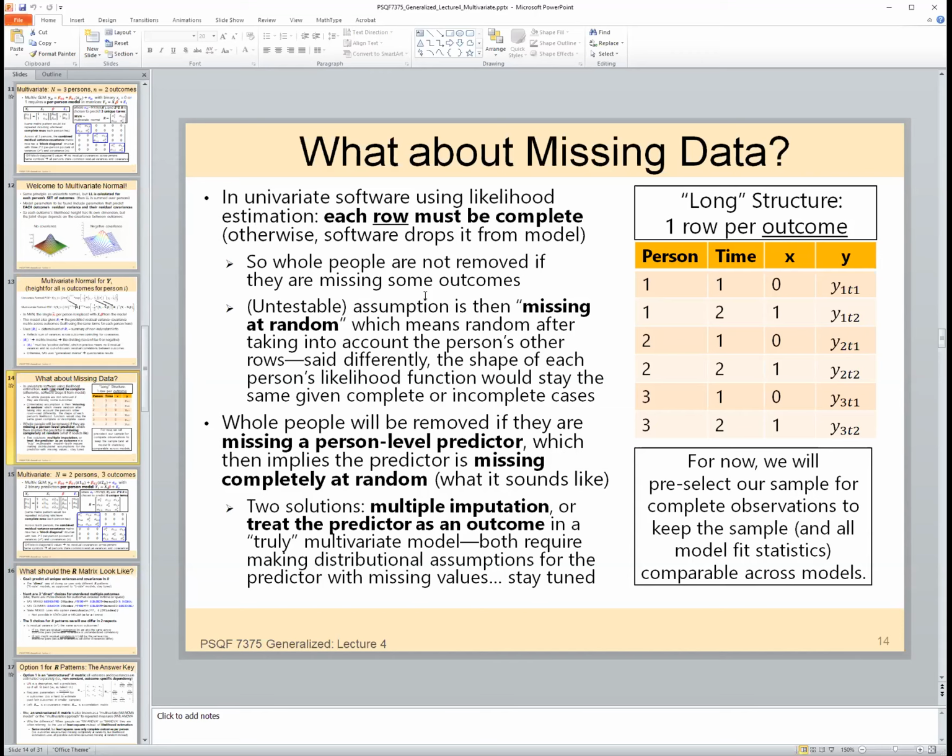So for now, what we're going to do is subset our data so that, to start with, all of the rows are complete. That requires anticipating which predictors are going to be in the model and kicking out cases ahead of time that don't have them. That way our sample stays constant across models, our definition of fit stays constant, and -2 log likelihood and AIC and BIC and stuff like that remains comparable. So it's obviously not good to dump people because they're incomplete, but that's what we're stuck with when we use this sort of software without doing anything else, just tricking univariate software into being multivariate.